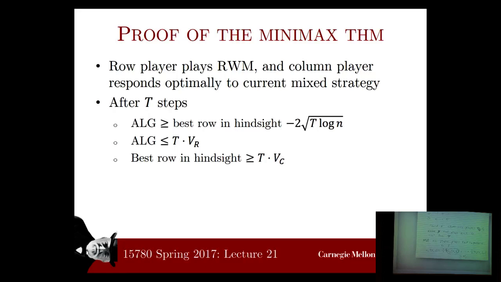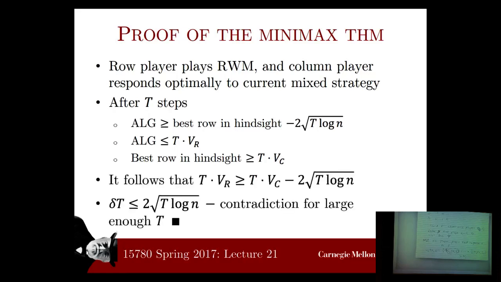Okay, so hopefully this was clear. This is the proof for this inequality. If it was unclear, and I again apologize for the confusion, it could be a nice exercise to do at home. But again, what we proved is that the best row in hindsight is at least T times VC. And now we just need to put these inequalities together.